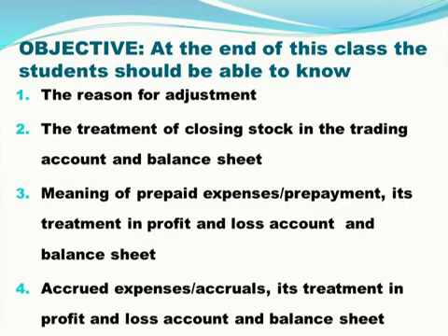Objective. At the end of this class, the students should be able to know, number one, the reason for adjustment. Number two, the treatment of closing stock in the trading account and balance sheet. Number three, meaning of prepaid expenses, its treatment in profit and loss account and balance sheet. Number four, accrued expenses, its treatment in profit and loss account and balance sheet.